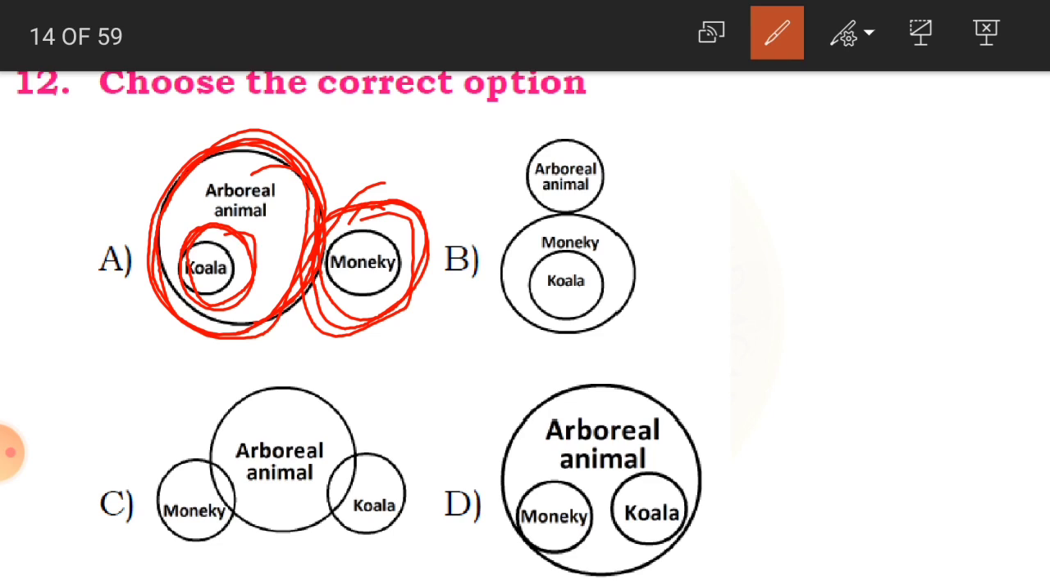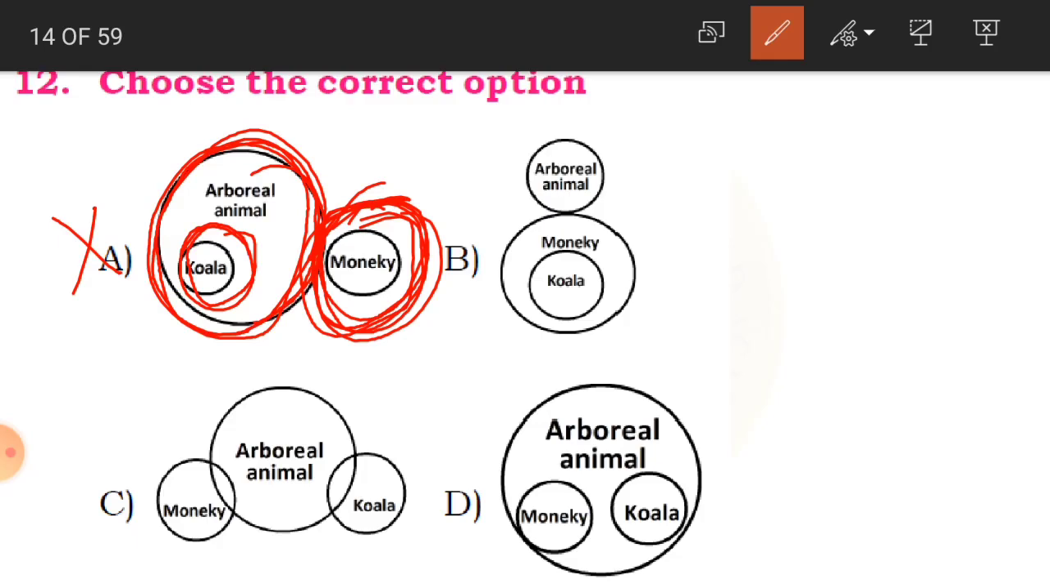So here, if you see, koala lives on the tree. And even monkey also lives on the tree. But here this monkey is separated. It is not in the big circle which is meant for arboreal animal. It is outside the circle. So they are telling that monkey is not an arboreal animal. Is it correct? No. Monkey and koala both are arboreal animals. So this one is the wrong option.